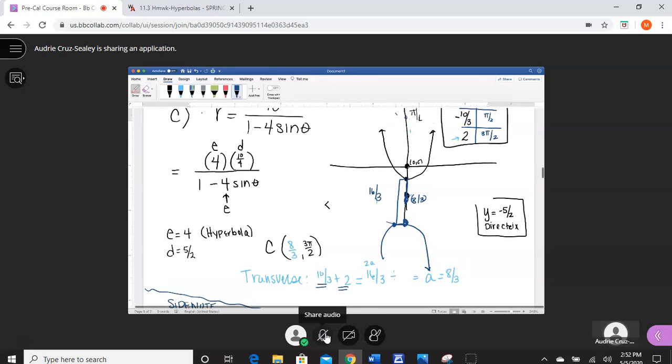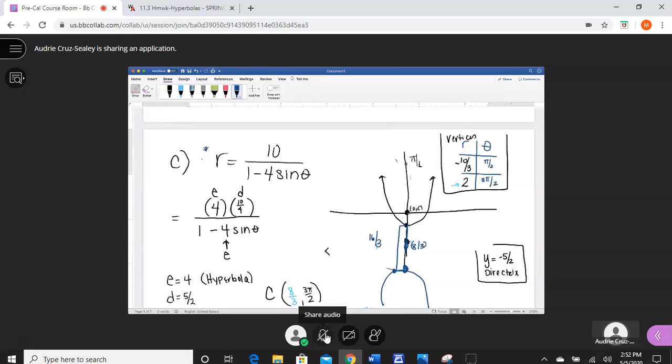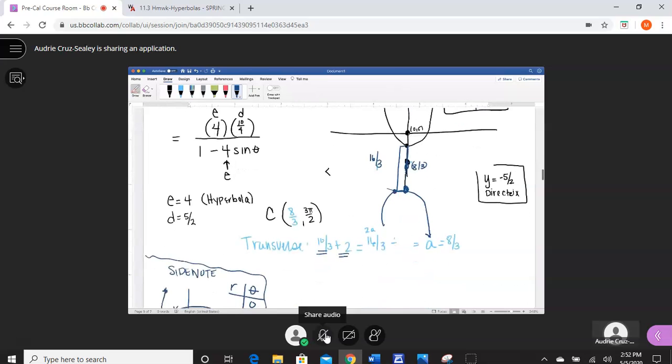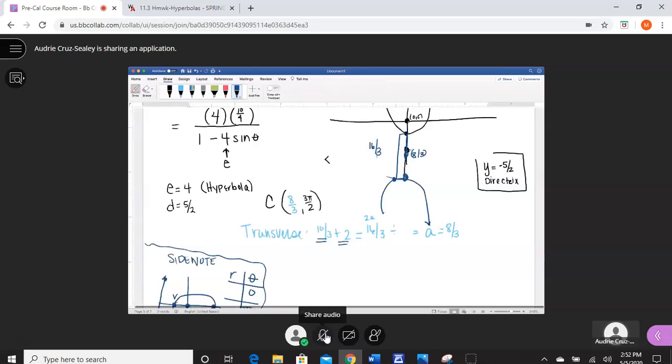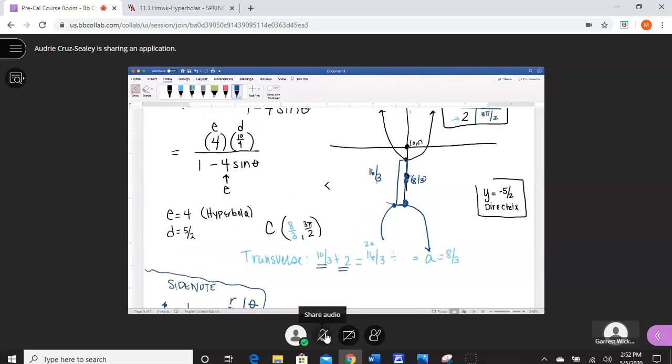Sorry. We did all of the vertices, I'm cool with. The center, I'm good with. I mean not the center. The directrix I'm good with. What we did, all of that. I had a question about the vertices.